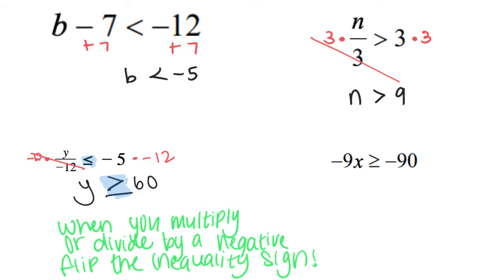So our next example says -9x is greater than or equal to -90. So to cancel out the -9, I'm going to divide both sides by -9. And I'm left with x. -90 divided by -9 is a +10. So again, notice my answer started out with a negative. I had -90. And now my answer is +10. So I started out with negative, now my answer is positive. So that means that I'm going to flip this inequality sign.